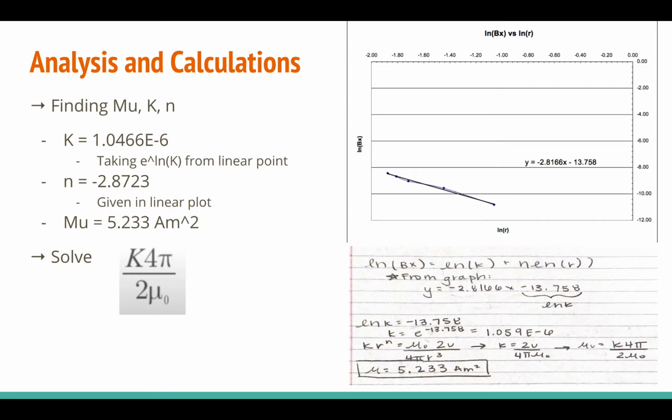I used the negative 13.77 to solve for k by taking the natural log and came up with a value of 1.0466e-6, and then plugged this value into the equation shown here to solve for the magnetic moment, which resulted in a value of 5.233, as you can see in these calculations in the bottom right.